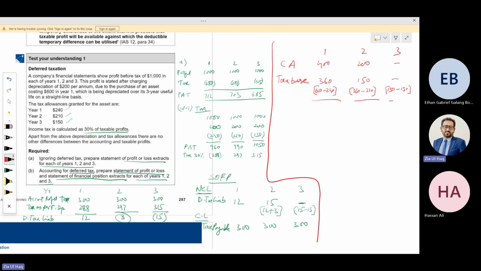What is the difference? 40, 50, and nil. What is this? Temporary difference. What's the tax rate? 30%. That will be 12, 15, 0. What is that? Deferred tax liability.